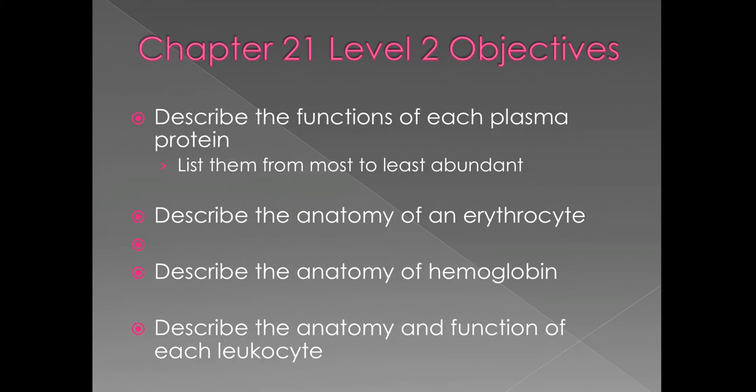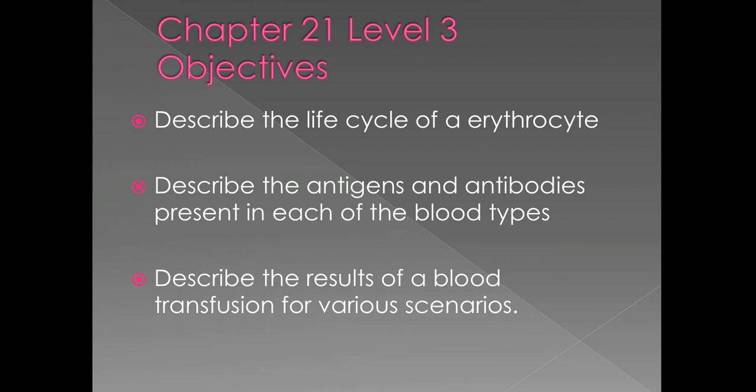Level 2 is a little bit more detailed: describe the functions of each plasma protein and list them from most to least abundant. Describe the anatomy of erythrocyte and hemoglobin, and then describe the anatomy and function of each leukocyte. For our level 3, describe the life cycle of erythrocyte. We're going to talk about antigens and antibodies and how they determine our blood type. And then we should be able to describe the results of a blood transfusion for various scenarios.